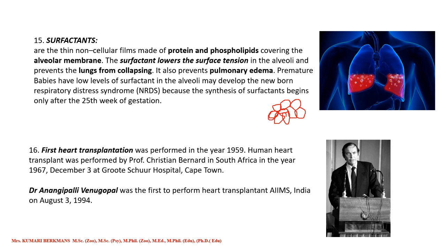This is made up of protein and phospholipids. Now, the surfactant lowers the surface tension in the alveoli and prevents the lungs from collapsing. This is very, very important. It lowers the surface tension and prevents the lungs from collapsing. If it is not there, the lungs collapse. So who is preventing that?